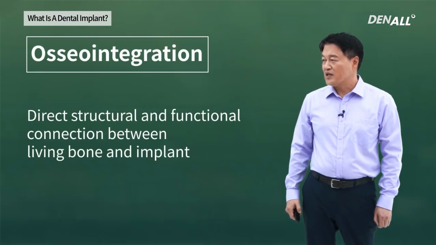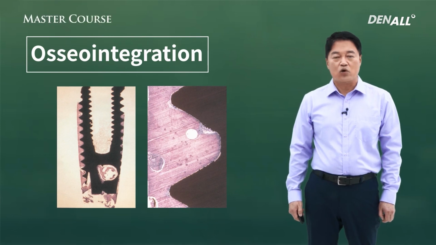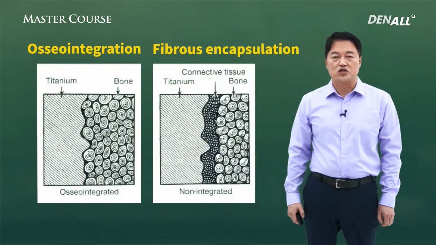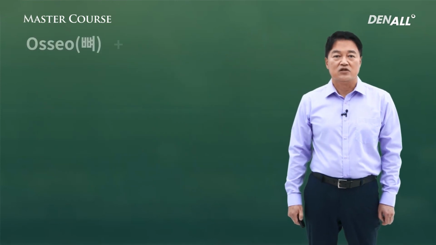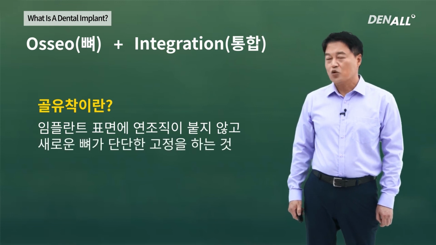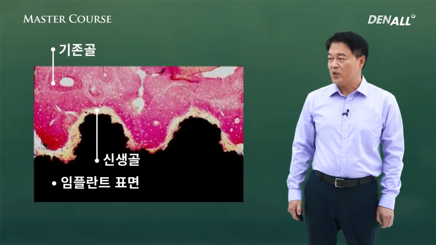Osseointegration is direct structural and functional connection between living bone and implant. As you can see, there's nothing in between bone and implant. This is osseointegration. On the right, in the middle, there's soft tissue. In other words, fibrous encapsulation has occurred, and this leads to failure in osseointegration. On the surface of the implant, the soft tissue is not attached and new bone is firmly fixated. That's called osseointegration. As shown on the surface of the implant, directly new bone is formed. This is a SEM image, and you can see new bone is formed directly on the implant surface.